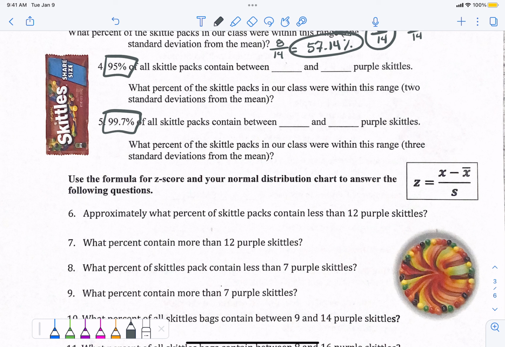Michael has terrible handwriting. All right. Wow. Good. Let's hop down to number 6.